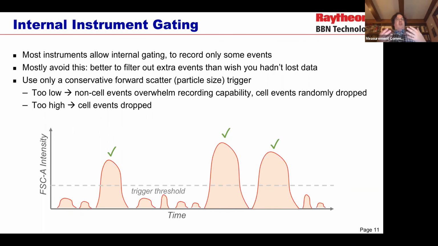Take one run of some simple junk, set it to some level, and look to see if it looks like you've got cells getting cut off or if you've got too much junk. Set it so that your forward scatter is going to take only particles that look like they have a decent chance that they might possibly be a cell, so that you're not going to drop cell events, but you're not going to overwhelm recording capability. This is usually not too hard. There's usually a pretty clear gap.